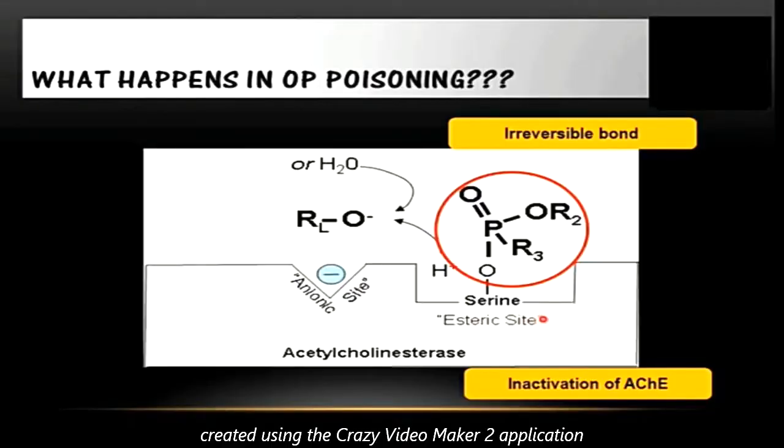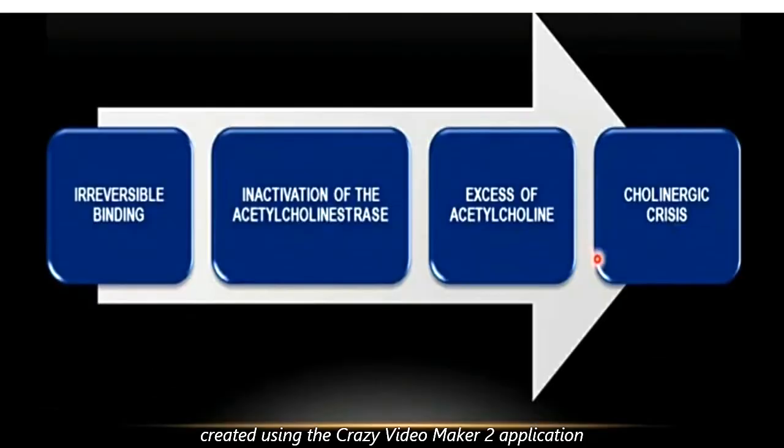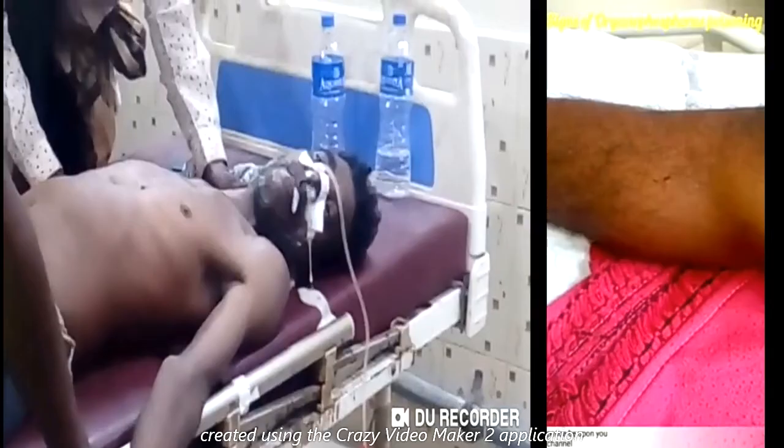Now what happens basically with organophosphorus compounds? This causes irreversible bonding. Whenever this compound is taken, it binds to the esteric site and causes inactivation of acetylcholine esterase. So there is irreversible binding which causes inactivation of acetylcholine esterase, and as a result there will be excess accumulation of acetylcholine, which will ultimately give rise to cholinergic crisis.